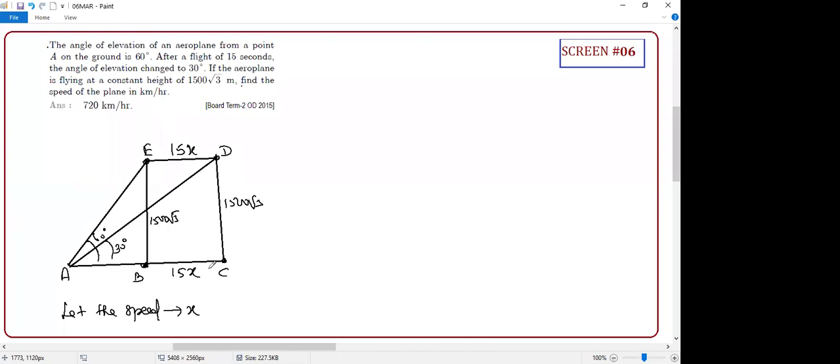You can tell me. If you don't have an answer, no problem. Sir, I'm not clear. Any answer? BC same to ED, same. No, why am I writing 15x? On what basis?